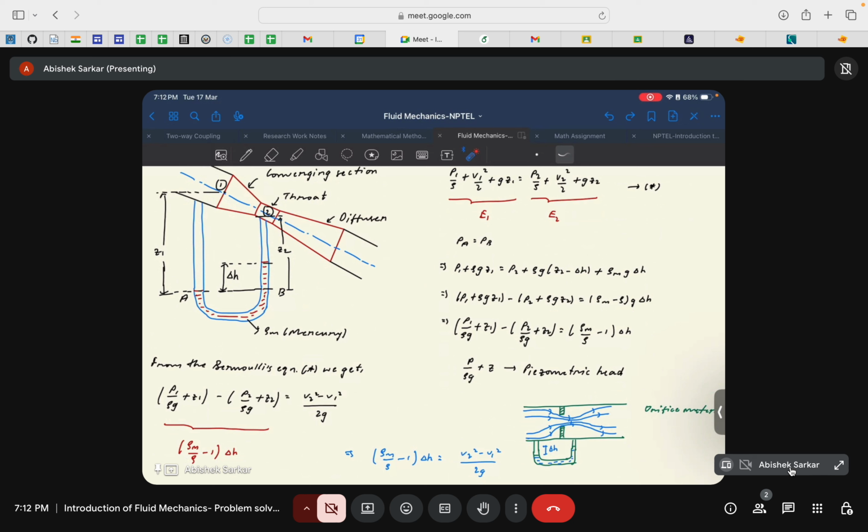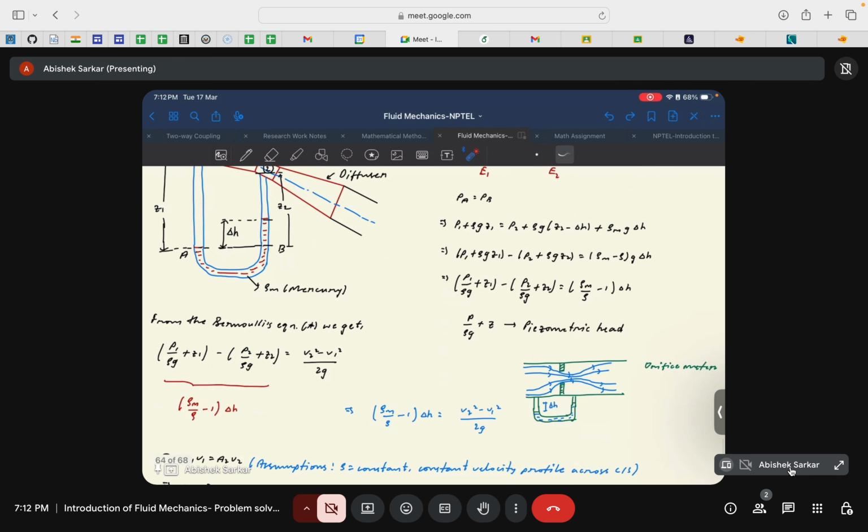Now you can see how we correlate these two things. These two terms are the same, so that's why we will have that this term (rho_m by rho minus 1) times delta H is equal to (V2 square minus V1 square) by 2g. I hope you get how we have obtained it. Correct? Please let me know if there is any confusion. I hope it is quite clear.